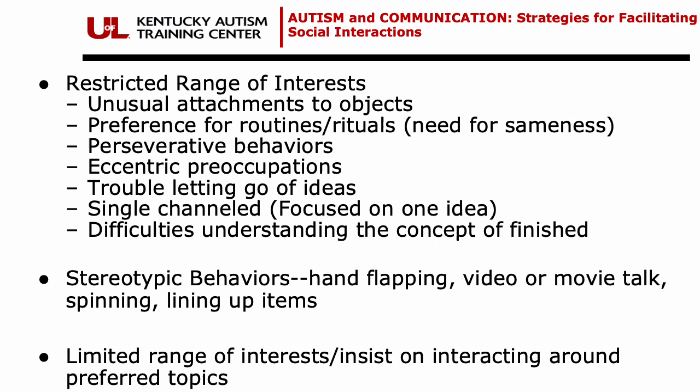The restricted range of interest, the unusual attachment to objects, and the difficulty with the changing of a routine or a ritual, that need for sameness. The trouble letting go of ideas, this can appear and certainly impact the autistic person's social language interactions, and the focusing on one idea. We talked about some information previously about that. Stereotypic behaviors, sometimes you see the hand flapping or the lining up of items, and specifically the limited range of interest or insisting on interacting around their preferred topic.